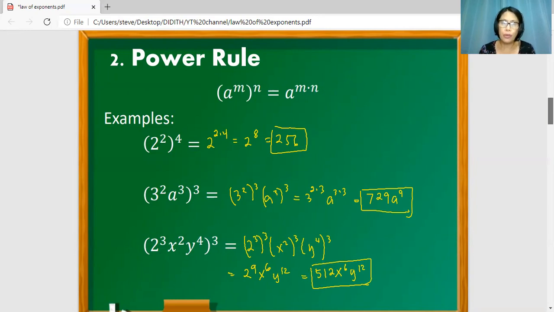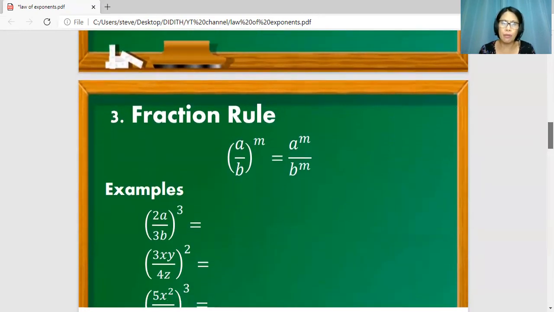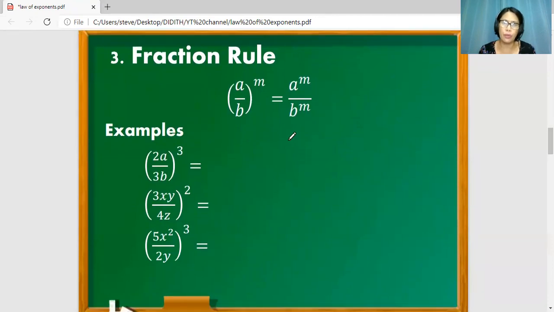Now, class, the third rule is the fraction rule. So very obviously, we have the base, which is a fraction, and this is about to be raised to a power. Let's say the power of m. So quantity a over b to the m power equals a to the m over b to the m. So we distributed the exponent to both the numerator and the denominator. So we're going to apply the fraction rule in each of these examples.